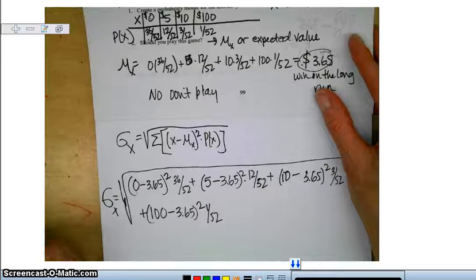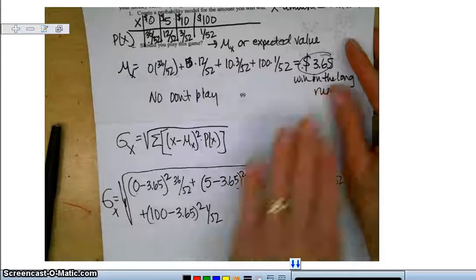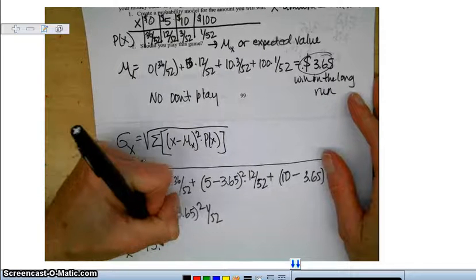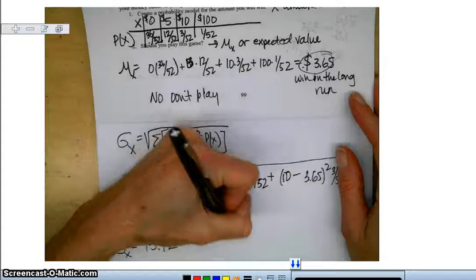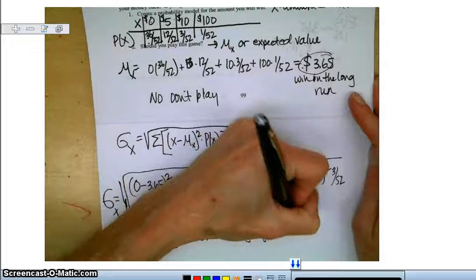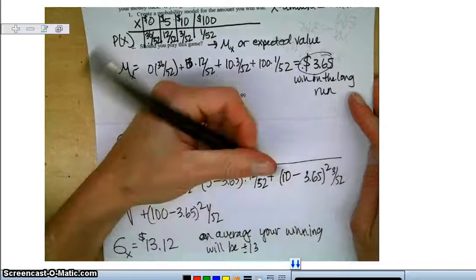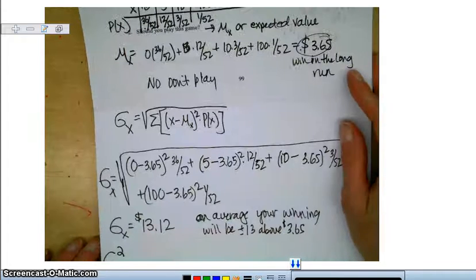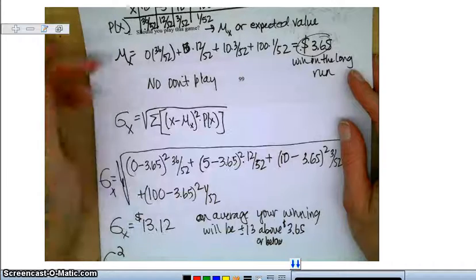Now, the standard deviation squared is the variance. We'll find that too. So if you do this calculation, you get that the standard deviation of this is $13.12, I believe. So that means that on average, your winnings will be plus or minus $13 above or below the $3.65.